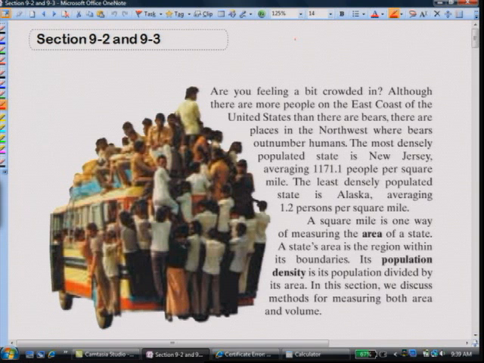The most densely populated state is New Jersey, averaging 1,171.1 people per square mile. The least densely populated state is Alaska, averaging 1.2 persons per square mile. A square mile is one way of measuring the area of a state. A state's area is the region within its boundaries. Its population density is its population divided by its area. In this section, we discuss methods for measuring both area and volume.